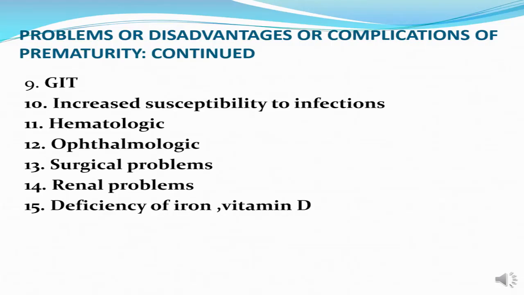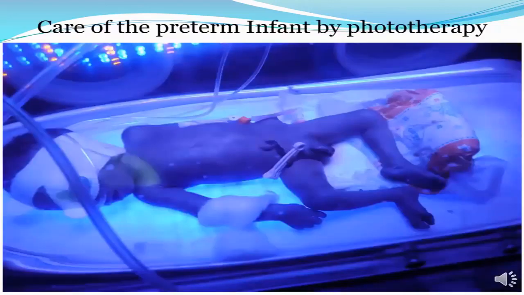Renal problems include decreased glomerular filtration rate, hypokalemia, hyponatremia, hypernatremia, metabolic acidosis, poor tolerance to high sodium and solute, and fluid overload. They are liable to have deficiency of iron, vitamin D, folic acid, phosphate, and other minerals and vitamins. This is a newborn baby who is preterm and developed jaundice that requires phototherapy.